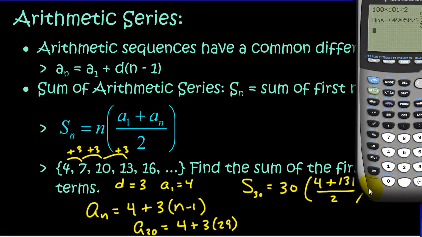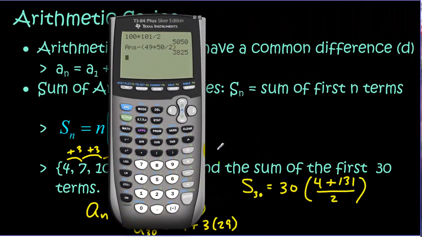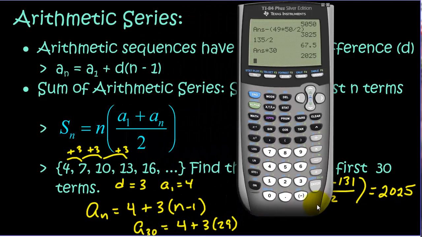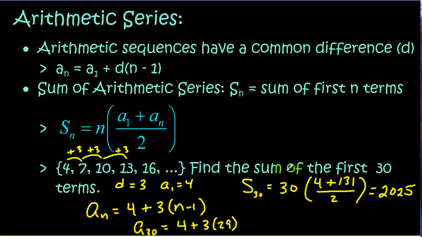And now we can calculate that. So in our parentheses here, we have 135 divided by 2. And now we need to multiply that times 30. And we've got 2025. Meaning, if we had taken and listed this sequence following this pattern and listed 30 of these terms and added them all up, this is the number that we would get.